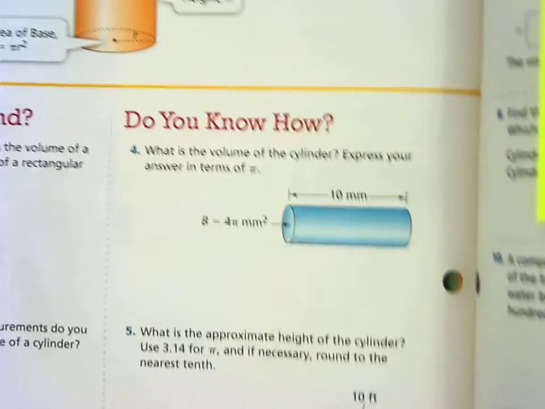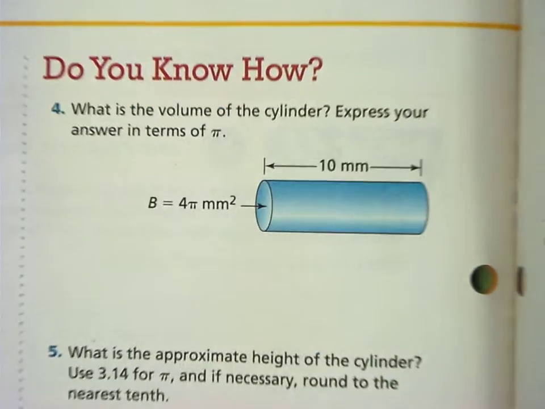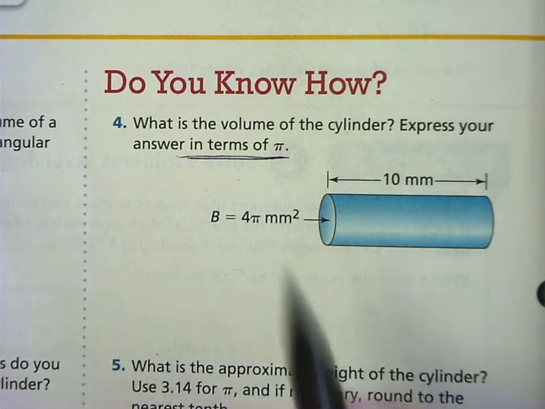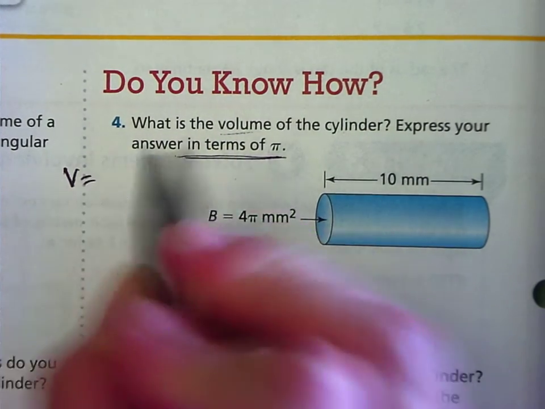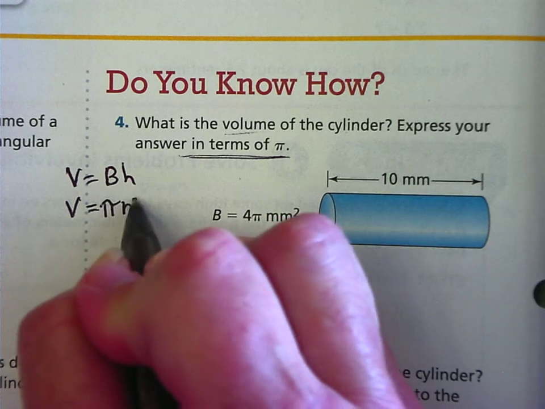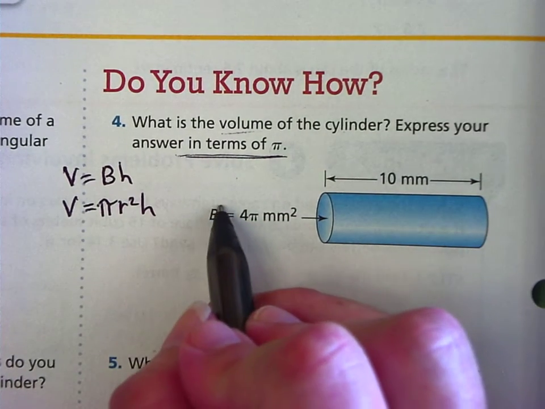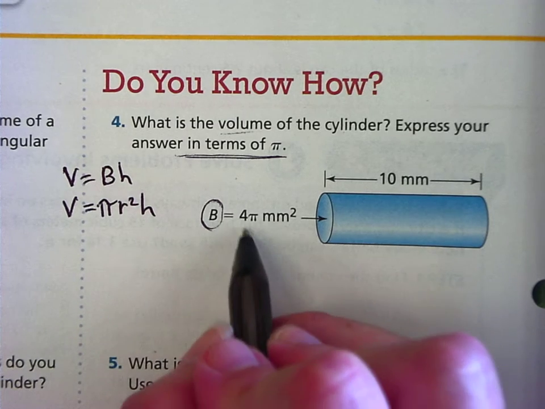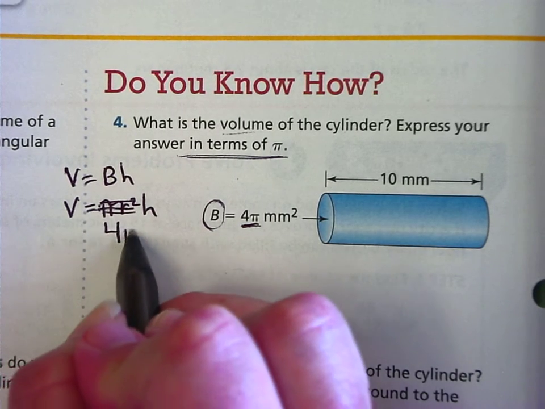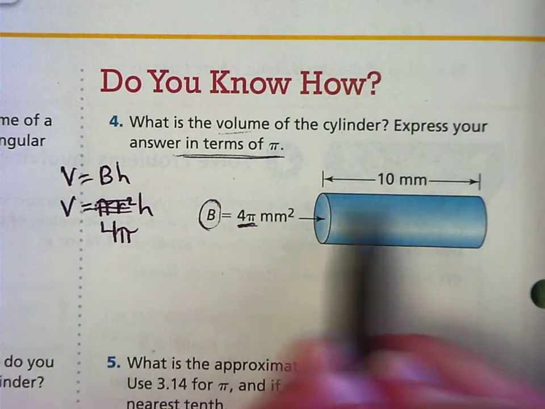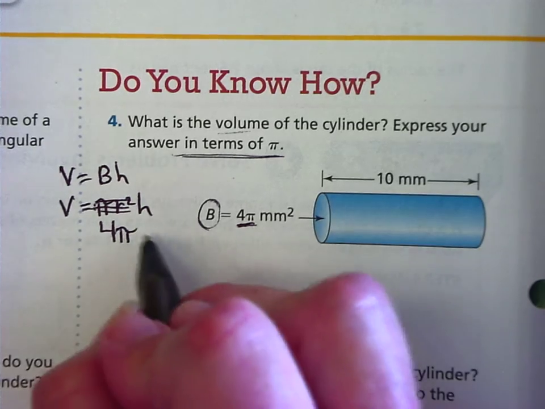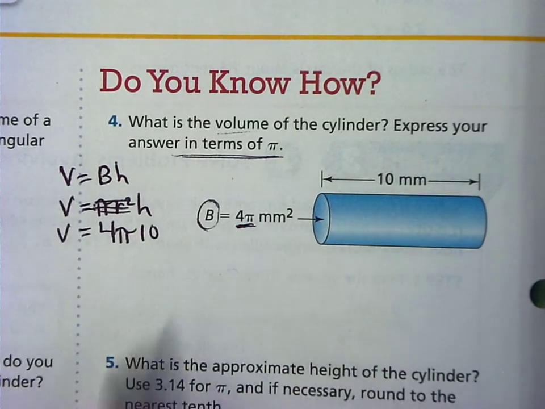Okay, so let's take a look at this one. What is the volume of the cylinder? Express your answer in terms of pi. I will get to that at the end, but let's find the volume. Volume equals area of your base times your height, or we can use pi times radius squared times height. The capital B is the area of the base, so that is 4 pi. That takes the place of pi times radius squared. Now we just need the height. This cylinder is laying down, but if you were to stand it up, that would be how tall it is. So 10.